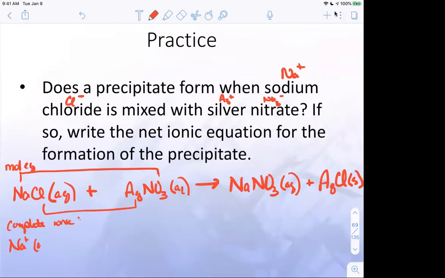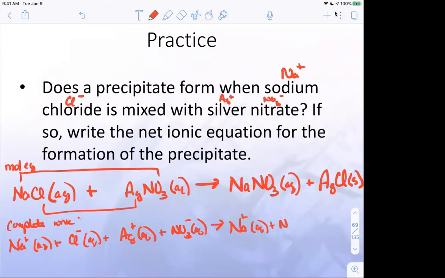Na+ aqueous plus Cl- aqueous plus Ag+ aqueous plus NO3- aqueous goes to, I'm going to break sodium nitrate up, Na+ aqueous plus NO3- aqueous. This is my precipitate, so it stays intact, AgCl solid.